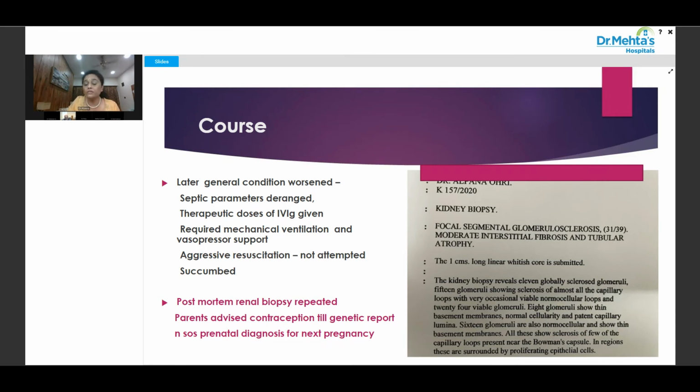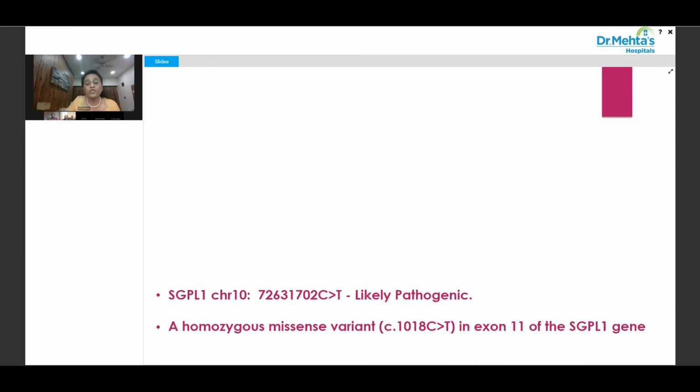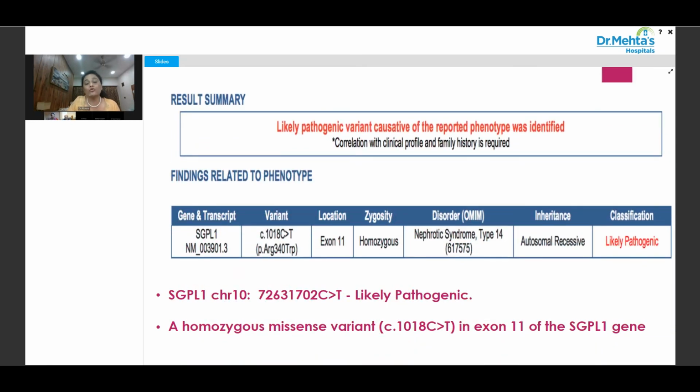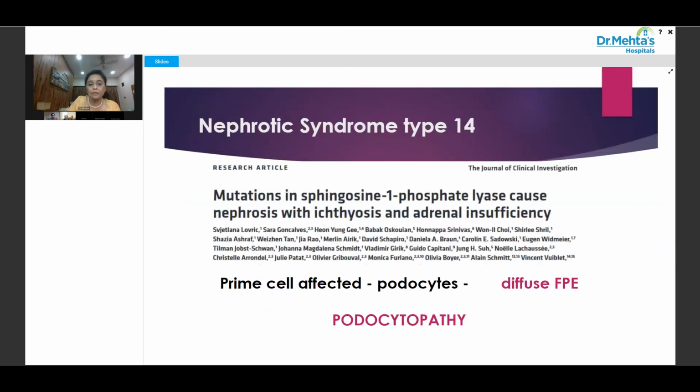A post-mortem biopsy was done because we wanted to have the light microscopy picture. It showed 31 out of 39 glomeruli to be having FSGS with a lot of IFTA. We also did the genetic diagnosis and found that the child was suffering from nephrotic syndrome type 14. It is due to an SGPL1 mutation on chromosome number 11, and the child was homozygous for this. This is one of the many studies on the same subject.